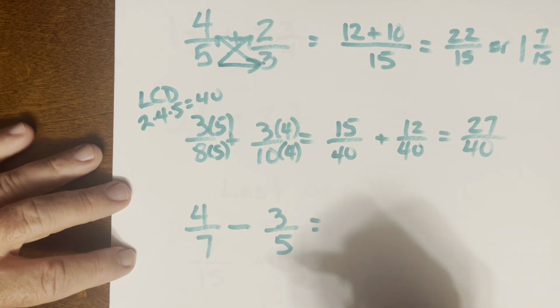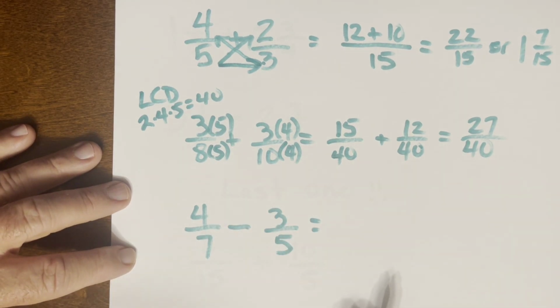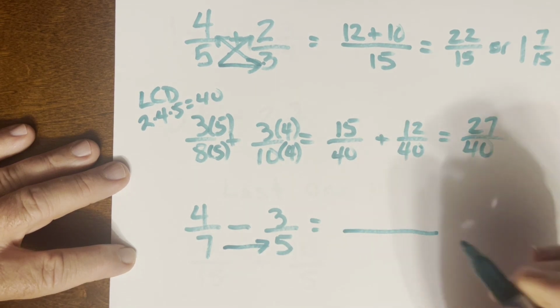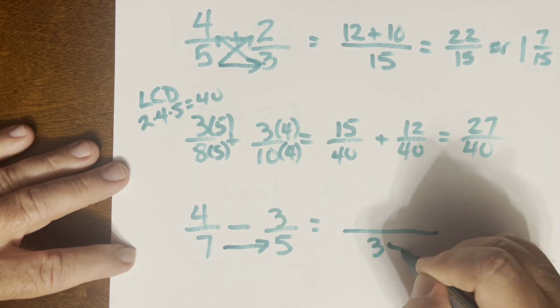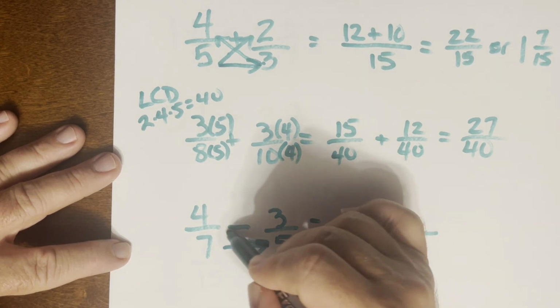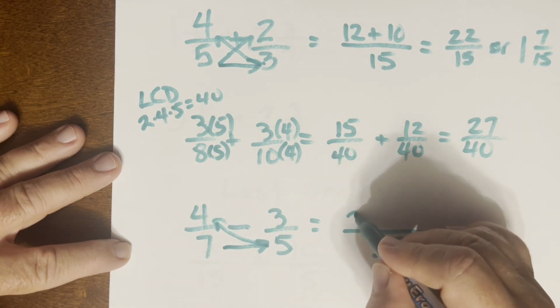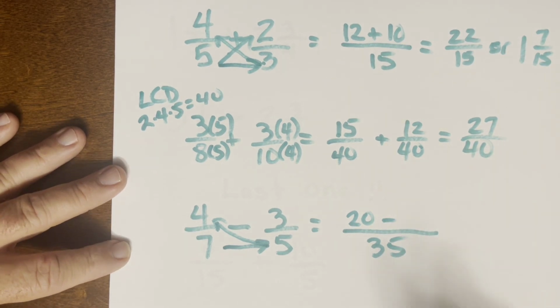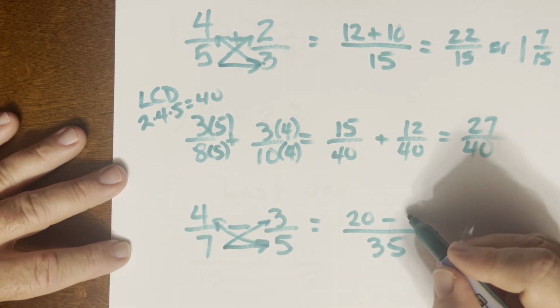So let's do this. 7 and 5, they don't have common factors, so I'm going to multiply those together. So 7 times 5 is 35. Now, if you remember what Mr. J said, 4 times 5. What's 4 times 5? That's a big 20. All right. Now, watch carefully. 7 times 3 is 21.